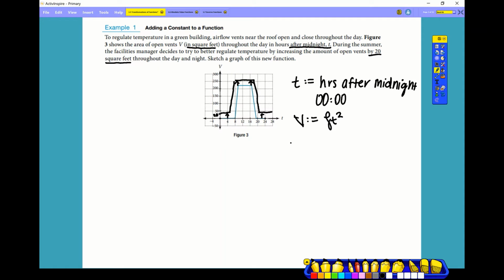And that would be the answer. So that's what that looks like. If you wanted to decrease it by 20 square feet throughout the day, then you would have lowered the graph by 20.